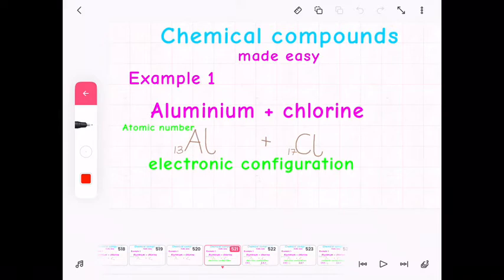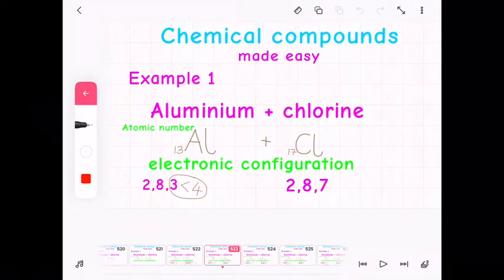Aluminium with atomic number 13 tells us that K shell will take 2 electrons, L shell will take the maximum 8, and M shell, which can take a maximum of 8, but there are only 3 electrons left. So we have the electronic configuration as 2, 8, 3 for aluminium here, and we have the electronic configuration for chlorine as 2, 8, 7.